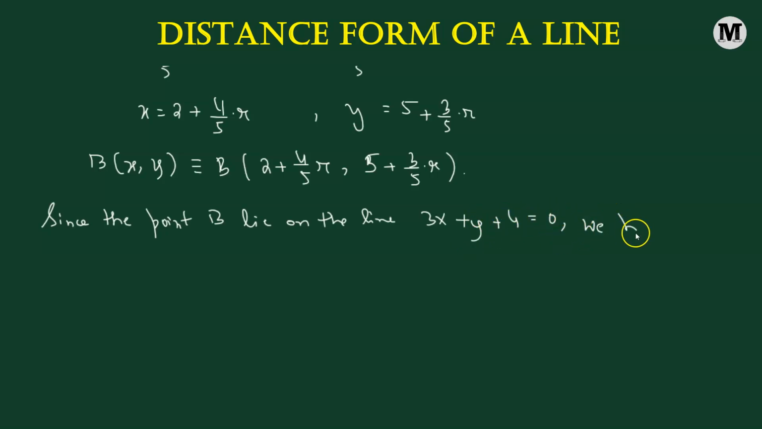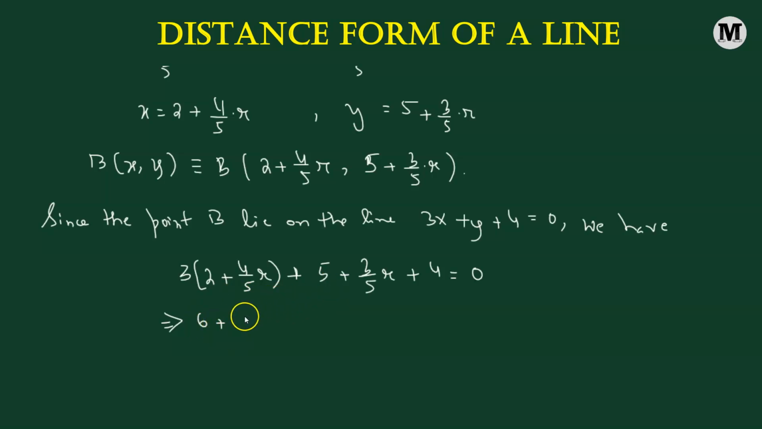So what we have here is 3 times x. What is x here? x is simply 2 plus 4 over 5 times R, added to y. The y here is 5 plus 3 over 5 times R, added to 4 equals 0. So we get a new equation, and when we solve this equation, we will be able to obtain the value of R. So let's do that.